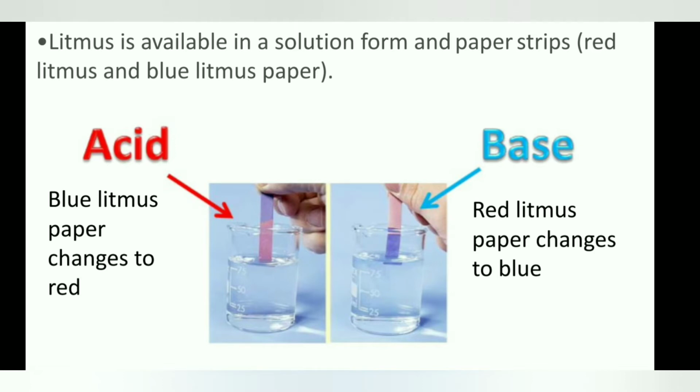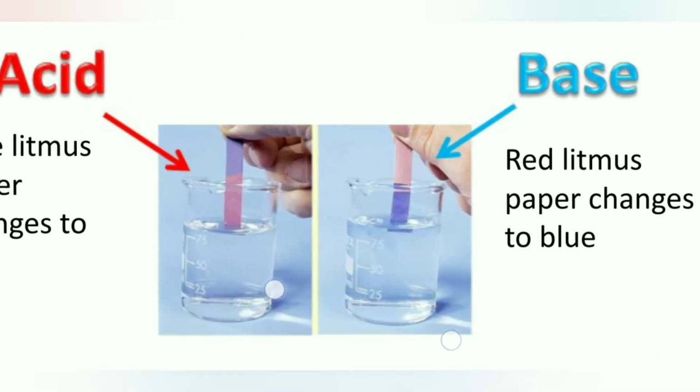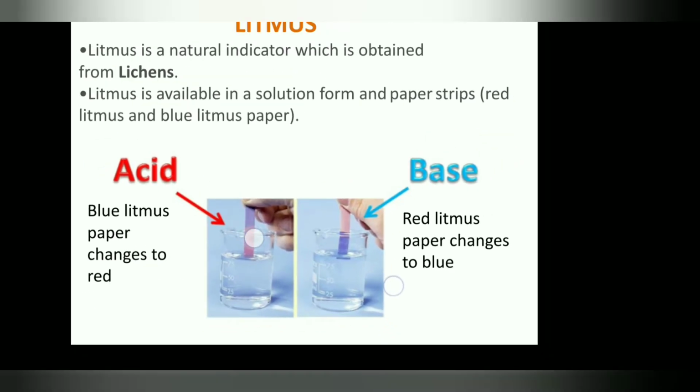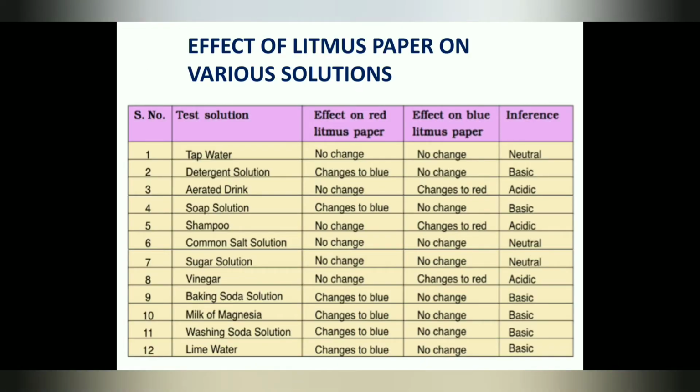There are two types of litmus papers, red litmus paper and blue litmus paper. If blue litmus paper changes to red, see in the picture, you can see blue litmus paper changing to red, then it is an acidic solution. If the red litmus paper changes to blue, here the litmus paper is originally red and it is changing to blue, so the solution is said to be basic. Litmus papers are used to identify whether the solution is acidic or basic.